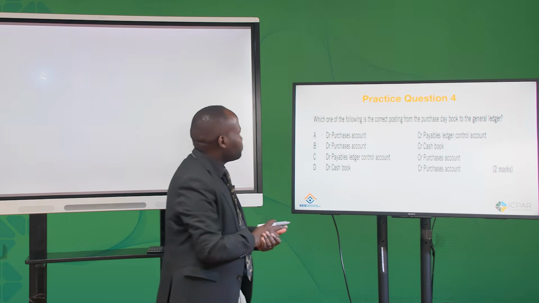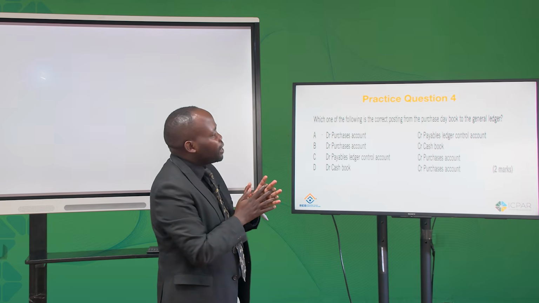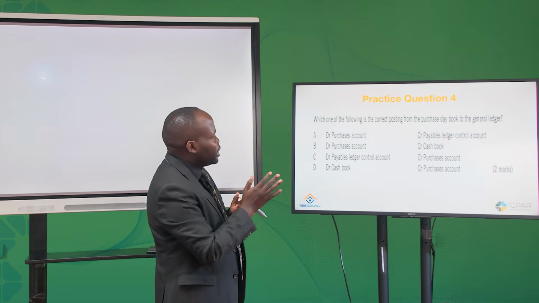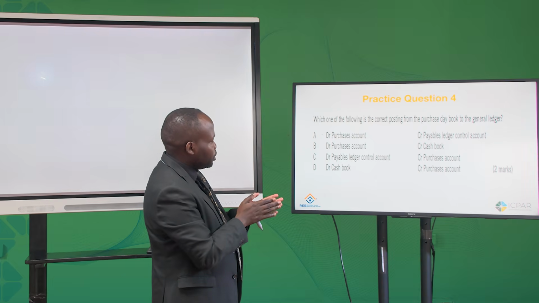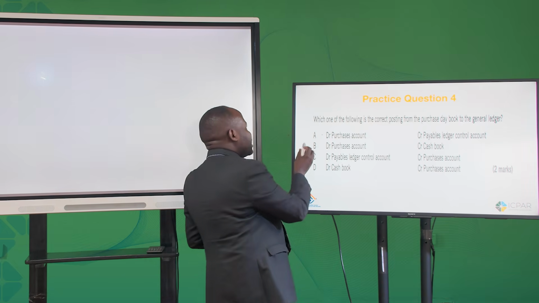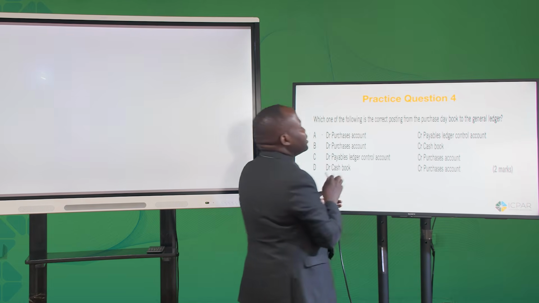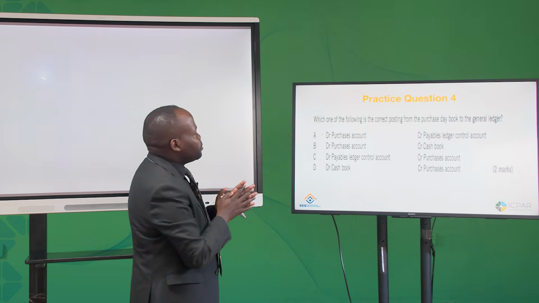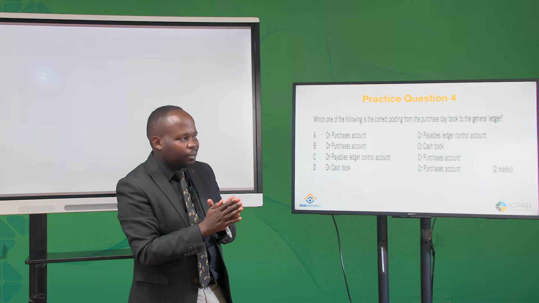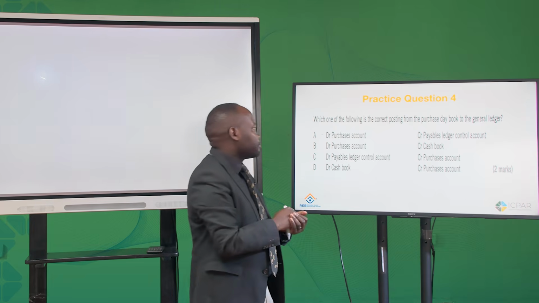Question number 4. Which one of the following is the correct posting for the purchase day book to the general ledger? A, purchase account and credit payables ledger. That's correct. You should debit purchase account. Whenever there is purchases, you should debit purchase account. Okay?